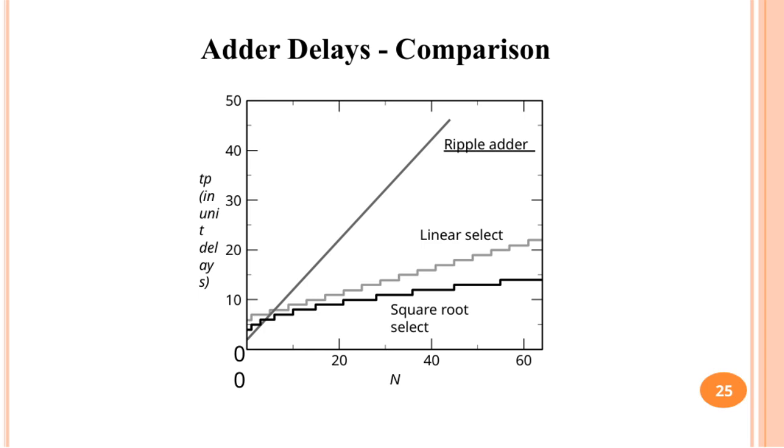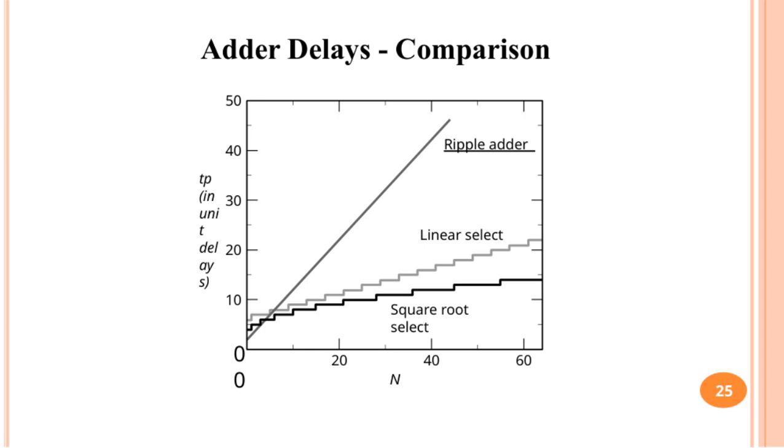Starting with the ripple adder, its delay increases linearly with n, meaning that the delay is proportional to the number of bits. This leads to longer delay times as the bit width grows. Next, the linear select adder improves on this by reducing the delay somewhat, but it still increases noticeably with n. Its delay values are found between the ripple adder and the square root select.